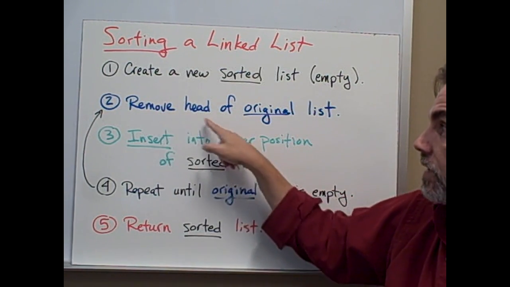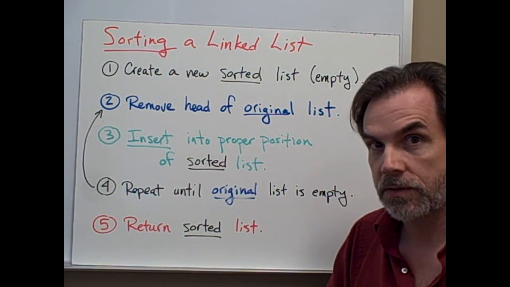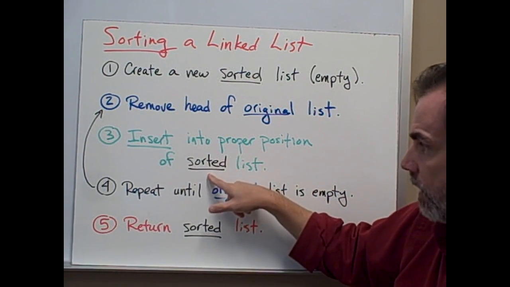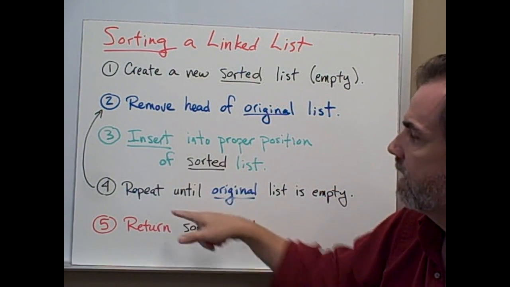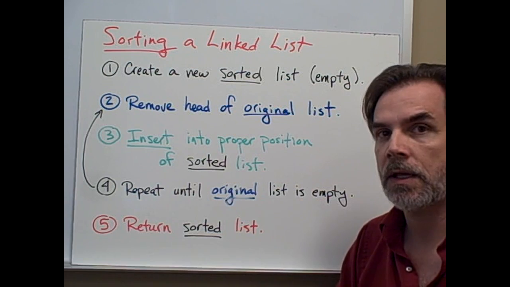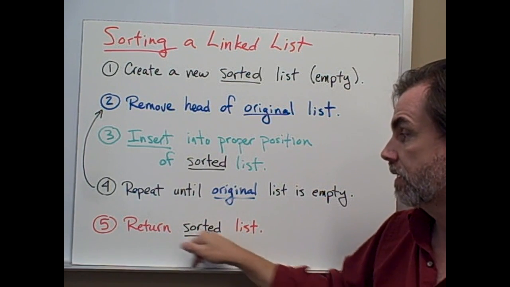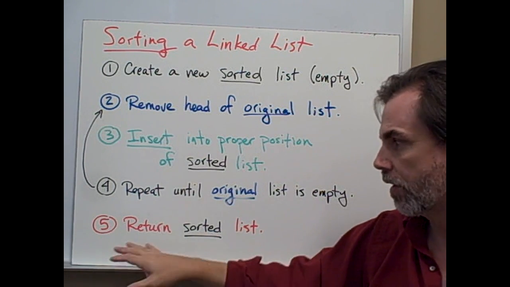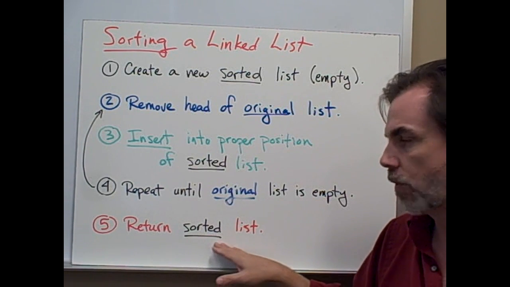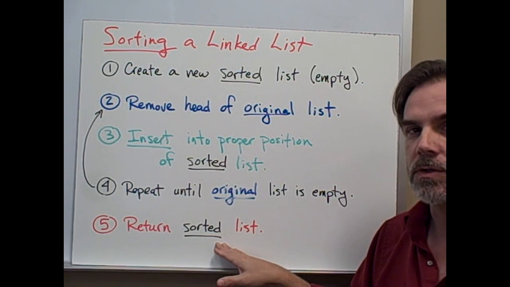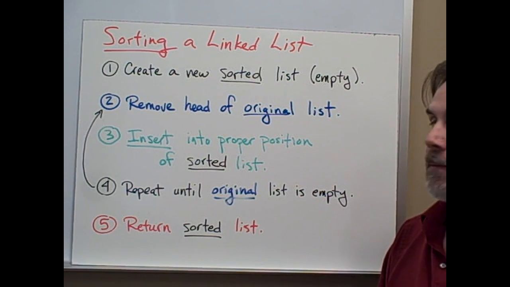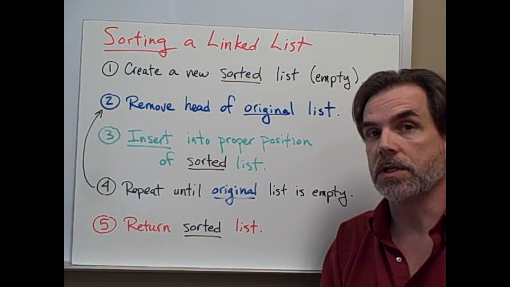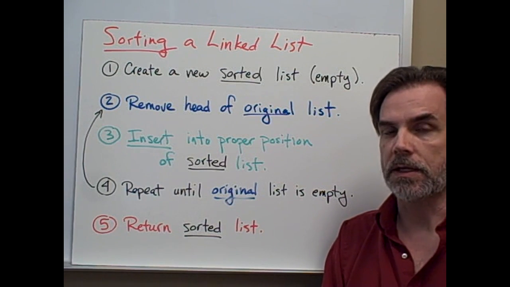Right? So steps 2 and 3. Step 2, remove the head of the original list. Right? We're going to pop it off. We're going to insert it into the proper position of the sorted list. We're going to keep doing this until the original list is empty. Once we've done that, our sorted list has all the same nodes in it. The pointers have been changed so they're in sorted order, and we can return the head of the sorted list and say, here's your sorted list. So this is, in my opinion, the easiest algorithm to use for sorting a linked list.